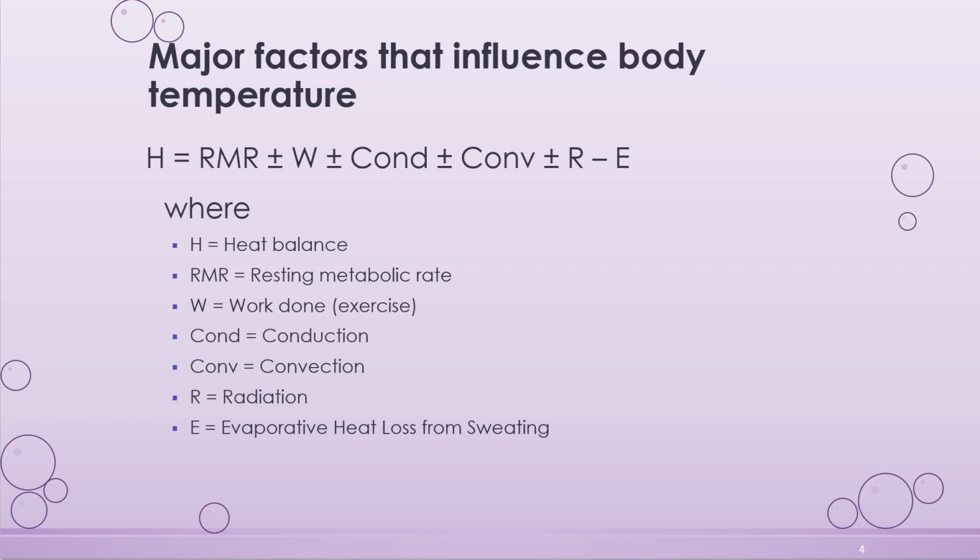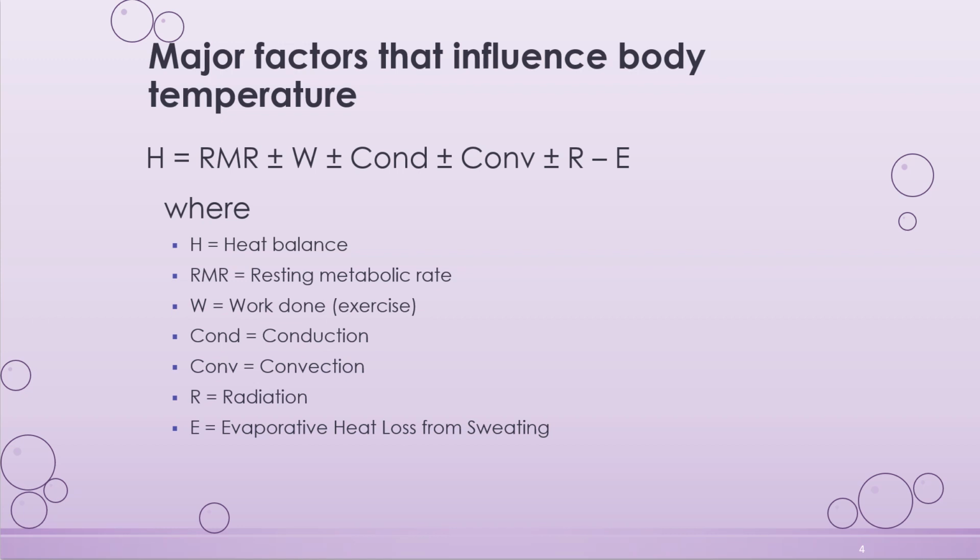So where H represents heat production or heat gain by the body, RMR stands for resting metabolic rate, which is the heat produced by the body at rest. W represents the work done by the body, such as exercise, which generates additional heat. And cond represents heat gained or lost through conduction, which is the transfer of heat between objects in direct contact, such as sitting on a cold surface.